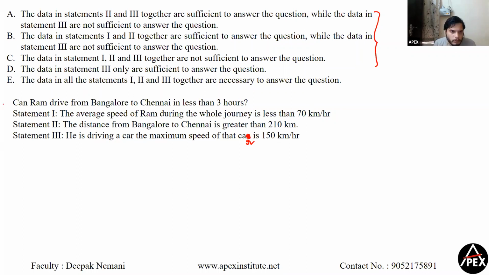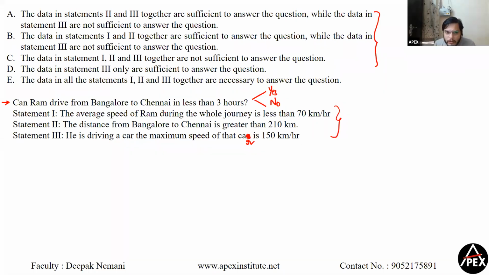Now, if I look at the question, what was the question asked? Can Ram drive from Bangalore to Chennai? If I ask you this question, what will be your answers? How do you answer this question? Yes or no, isn't it? The answers for this question will be either yes or no. Now we have to see based on the given data, can we answer this question or not?